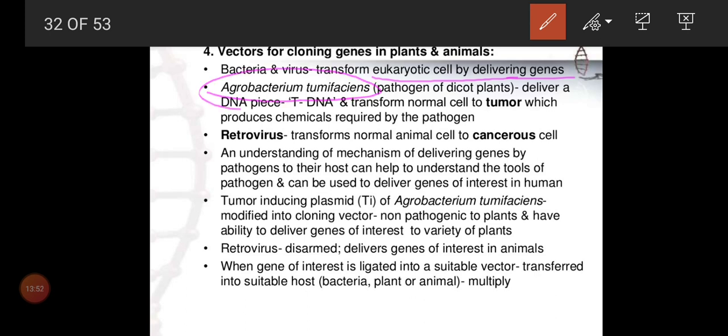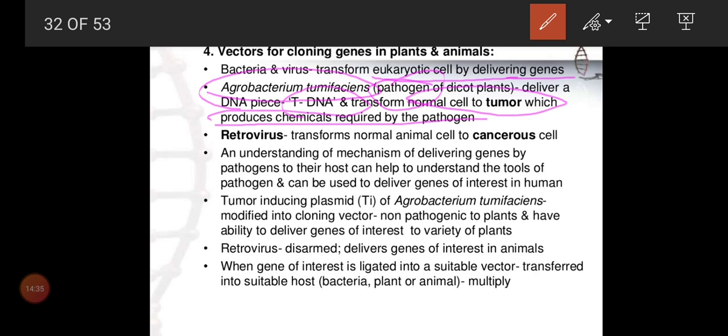Agrobacterium tumefaciens. This Agrobacterium tumefaciens is a bacterium that causes disease in dicot plants. So we can call this bacterium a pathogen, as those that cause disease are called pathogens. How it causes disease is that it delivers a DNA piece that we call T-DNA. What is T-DNA? A tumor inducing plasmid DNA. It transforms normal cells into tumor cells which produce chemicals required by the pathogen.